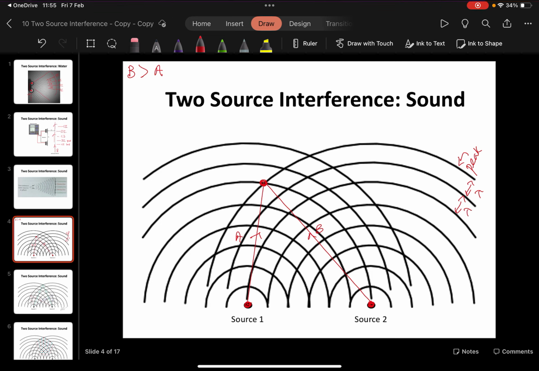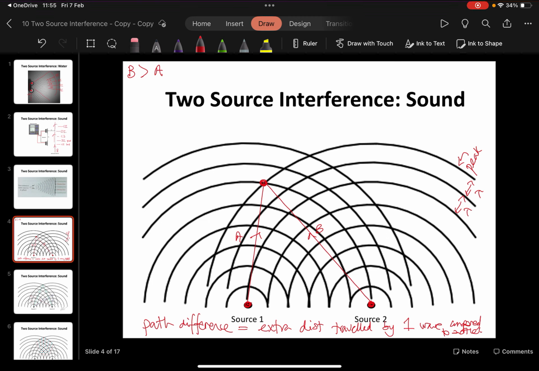I'm going to introduce a new term to you now called path difference. Path difference is the extra distance travelled by one wave compared to another. I hope you can read my writing. So is there a path difference between A and B? Is there an extra distance travelled by A or B? And the answer is yes. The question is, what is that path difference?